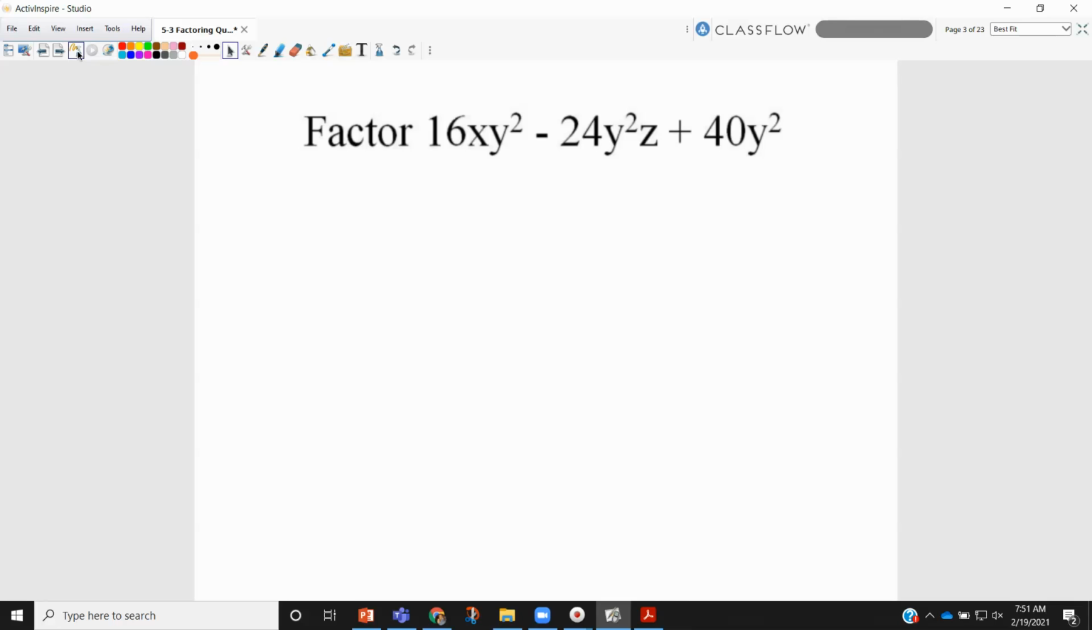So in this example, we notice that each term is divisible by 4, and each term contains a y squared. So we're going to take out a 4y squared, leaving behind 4x minus 6z plus 10.